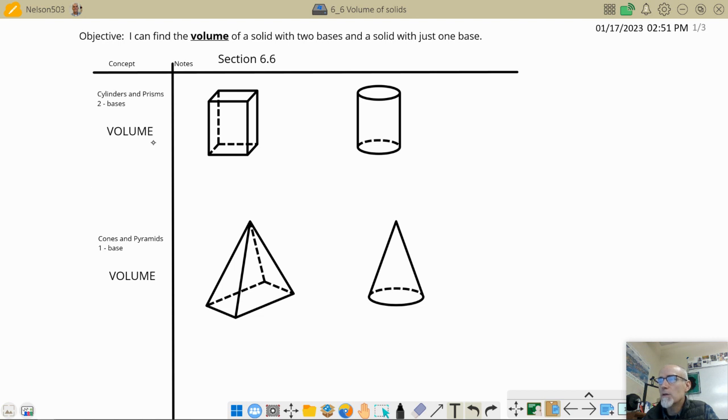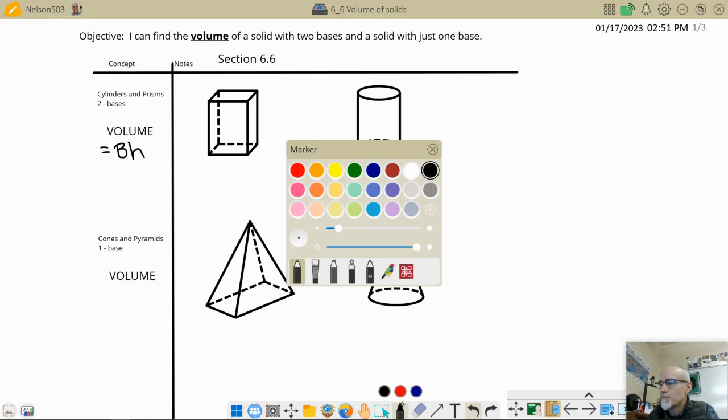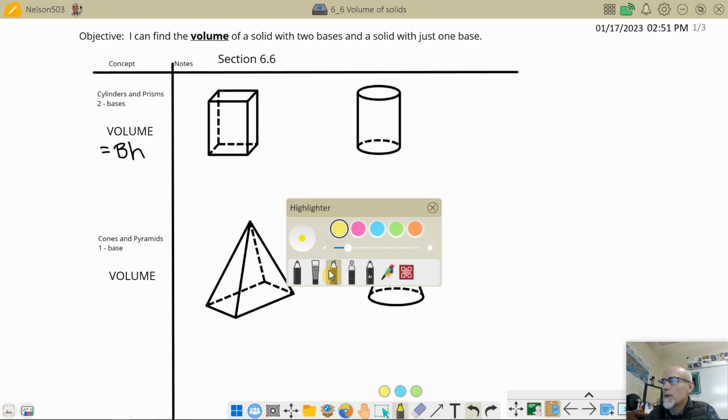The volume is the area of the base times the height. So that's what I want you to write down. Area of the base times the height. So I'm going to explain why it works that way. And what I'd like to try to do is kind of shade in maybe with my highlighter. Let's see if it'll let me use the highlighter here. And I'm going to highlight the top base.